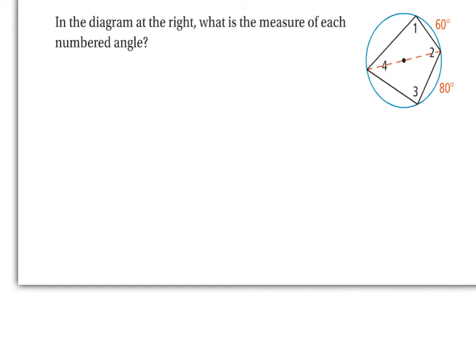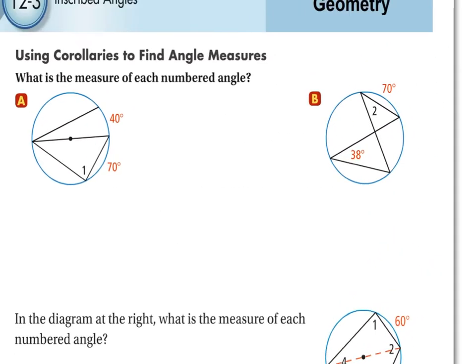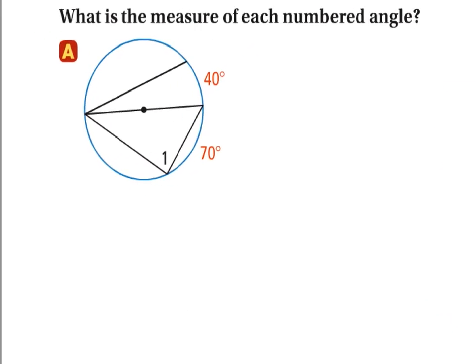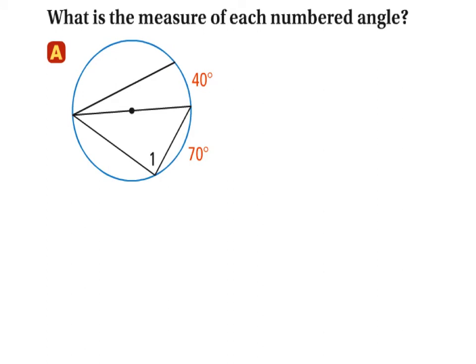Okay, now let's take a look at some examples here. And we'll go up here to letter A. It says, what is the measure of each numbered angle? So we want to find the measure of angle 1. Now, there's a couple different things that you can look at here. You'll notice as you see the center of the circle, and you'll notice you have a diameter. So there's a couple ways that you can look at this.